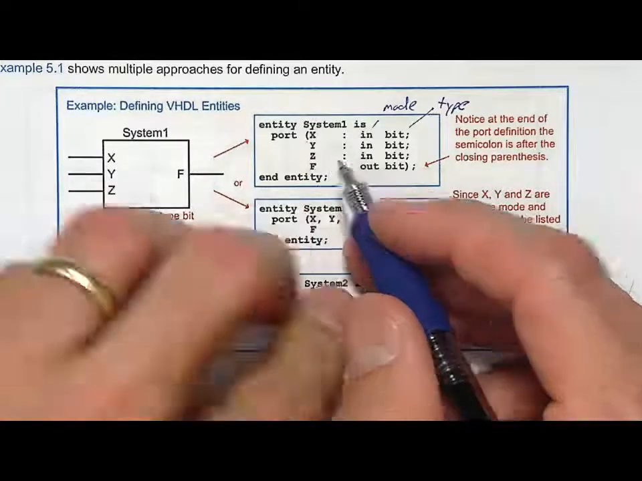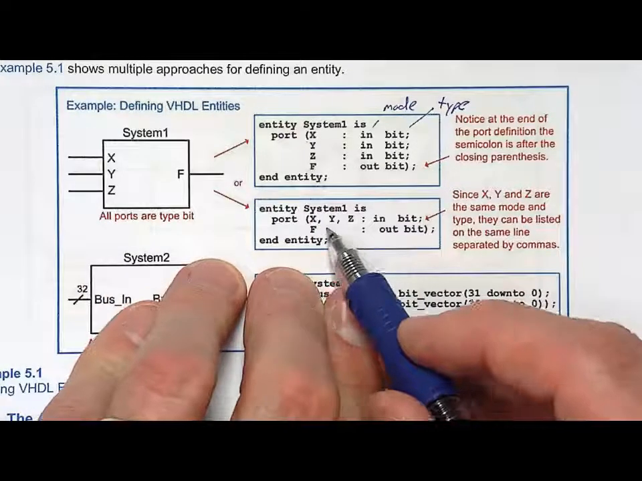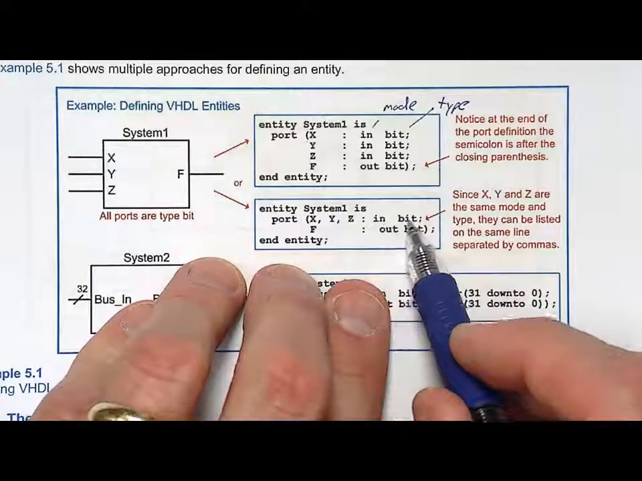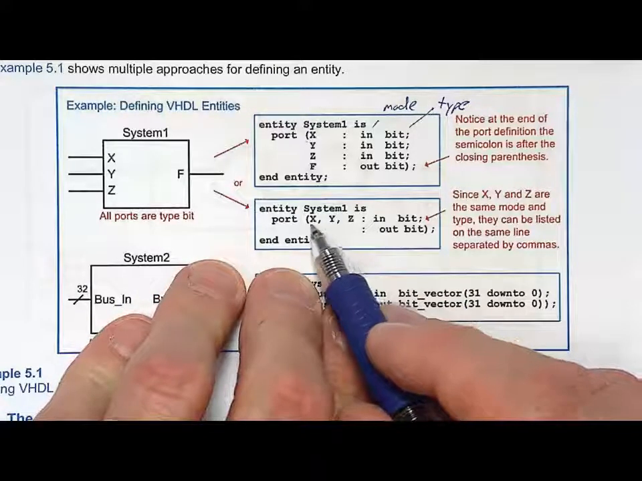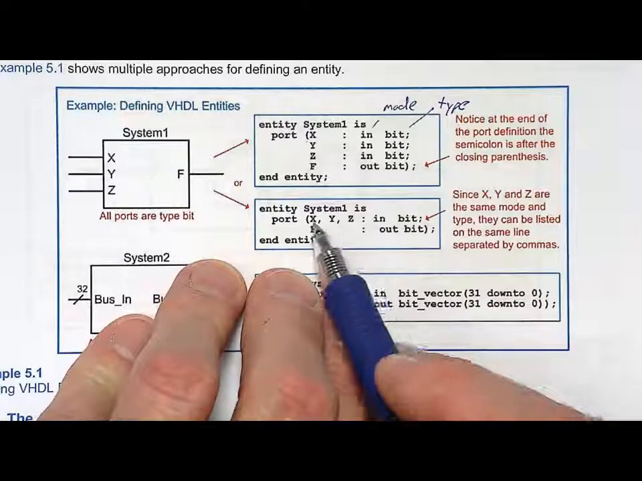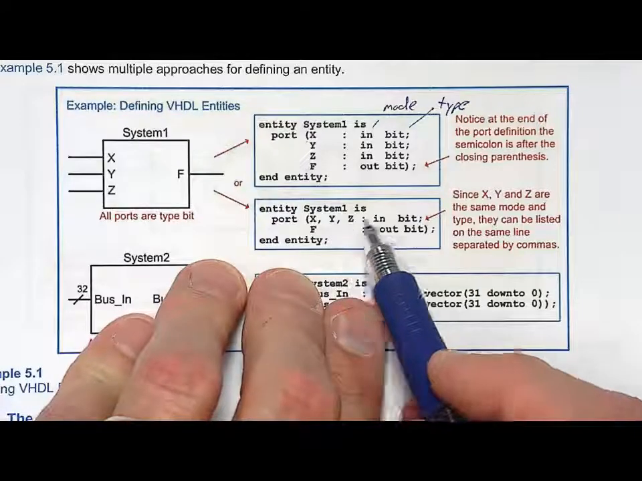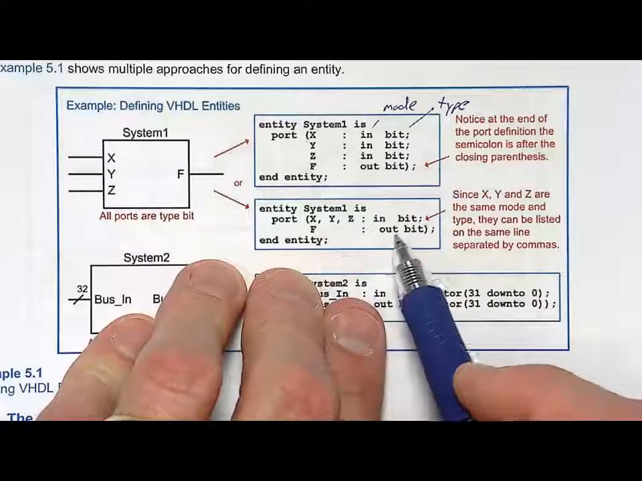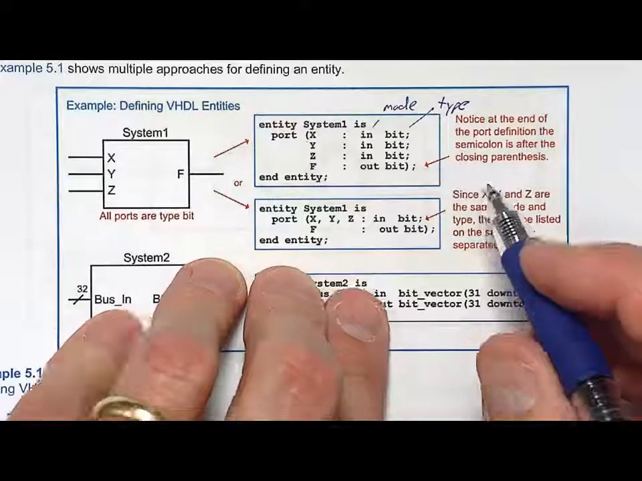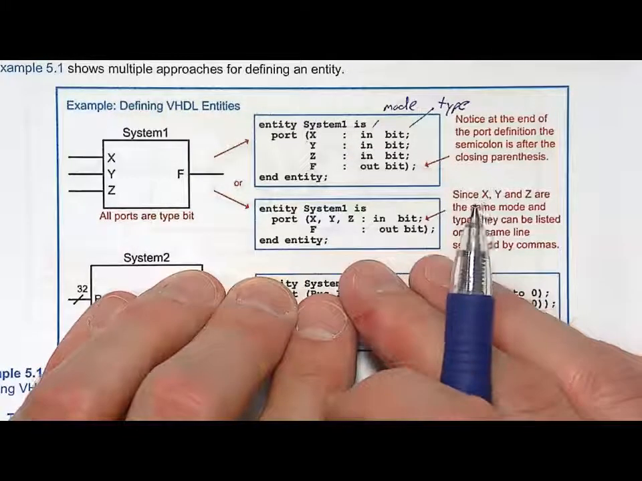You can also put the signal names that have the same mode and the same type on the same line, comma delimited. So this equivalent entity definition or declaration would be X, comma Y, comma Z, and you would then say mode in, type bit, and then F, since it's alone, it would just be out bit. Okay, so that's how you do an entity declaration.